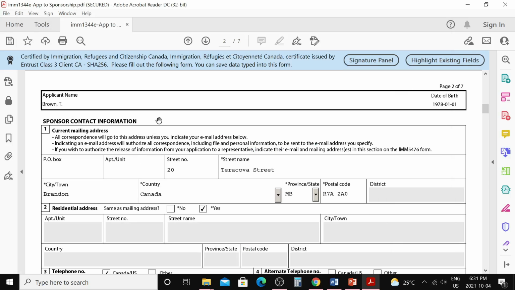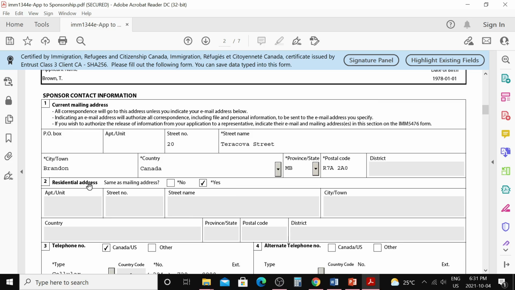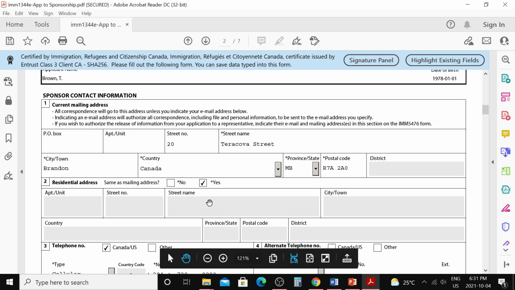Next is sponsor's contact information. First you need to provide your current mailing address: street name, apartment, box number, whatever you have, so the full address. If your residential address and current mailing address are the same, you can say yes here, then you do not need to provide anything here. If your current mailing address and the residential address are not the same, then you can say no here and provide your residential address here.